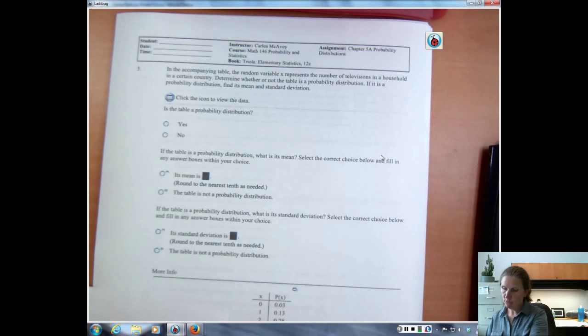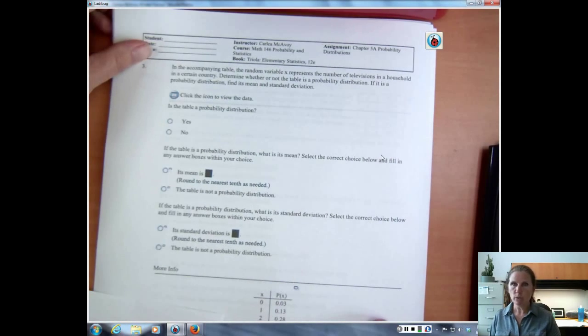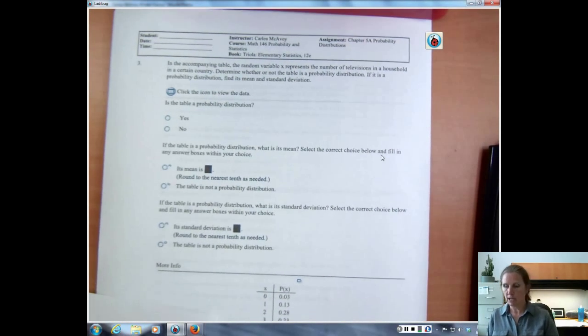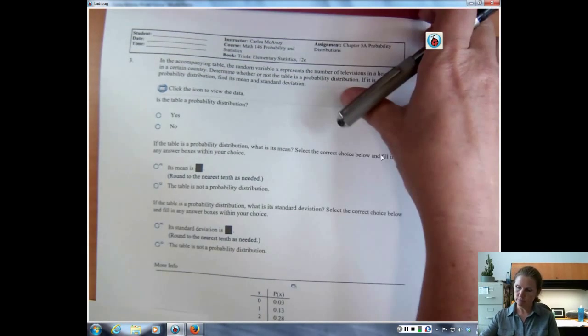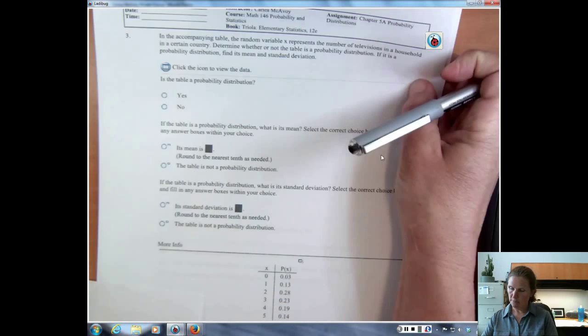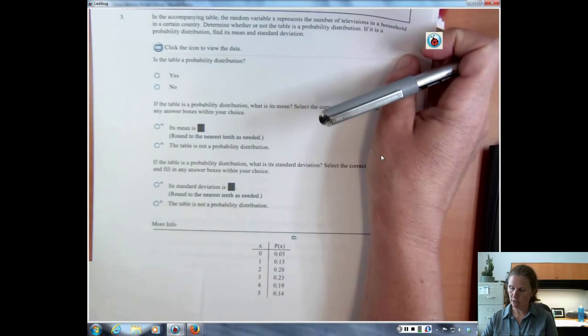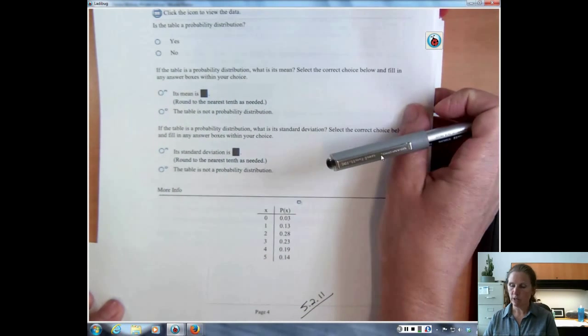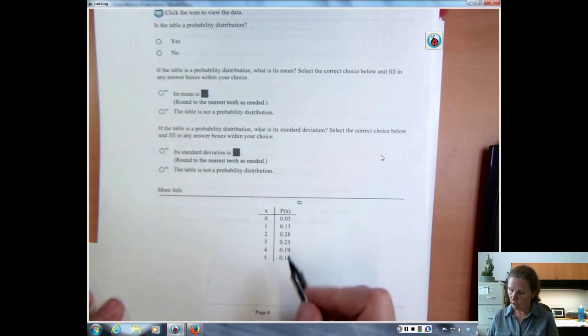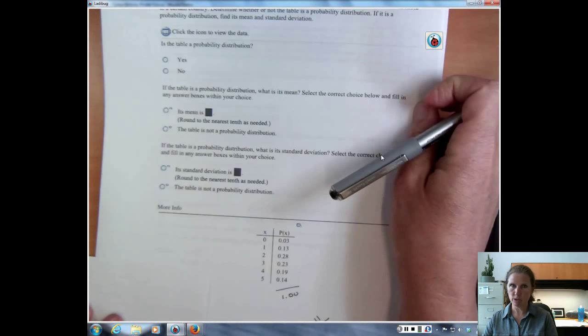Okay. So this one asks: in the accompanying table, the random variable represents the number of televisions in a household in a certain country. Determine whether or not the table is a probability distribution. If it is a probability distribution, find its mean and standard deviation. Is it? Well, you add up all these values, given down here. This is problem 5.2.11, by the way, in case you wanted to know that. If you add all these up, they add up to 1. That's how you know it's a probability distribution.